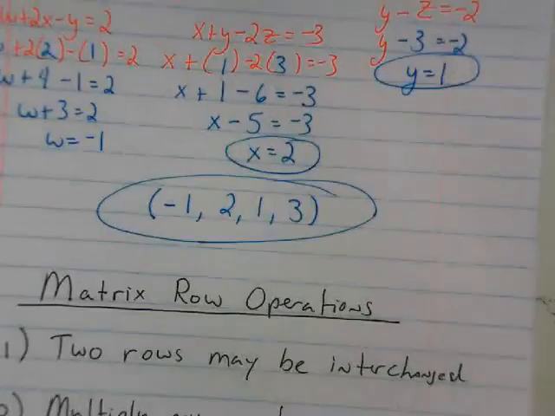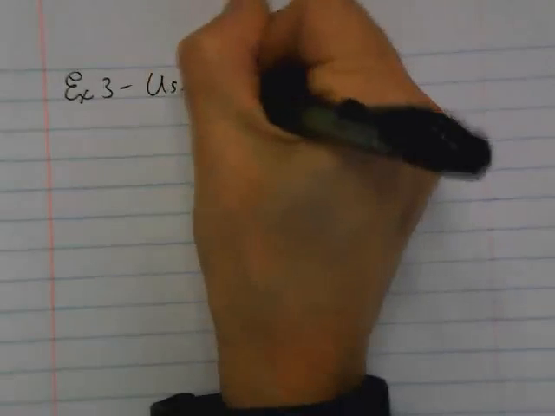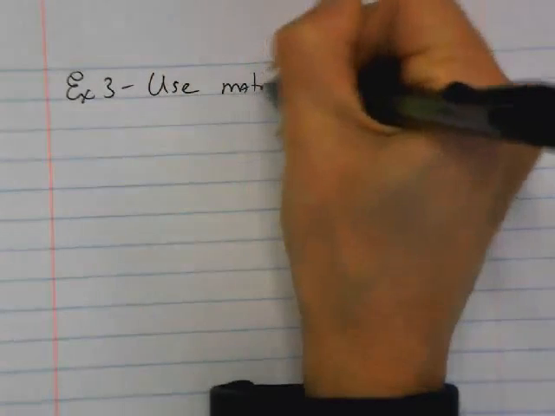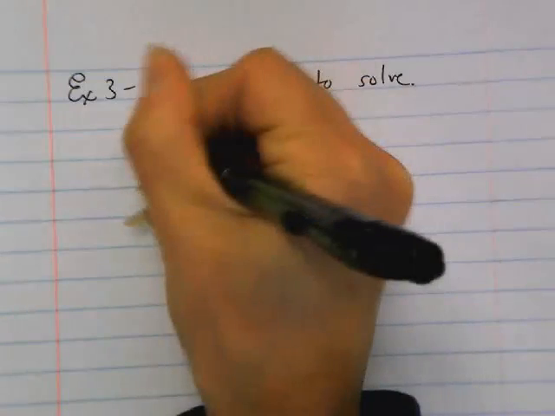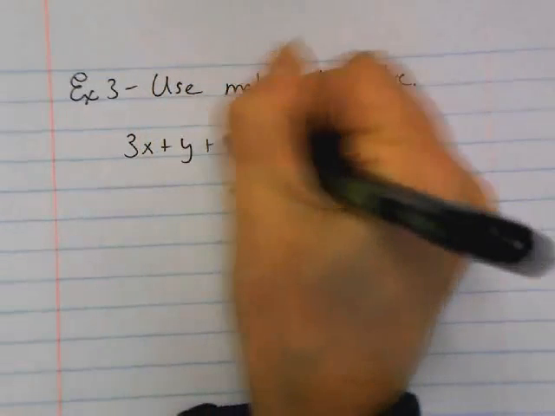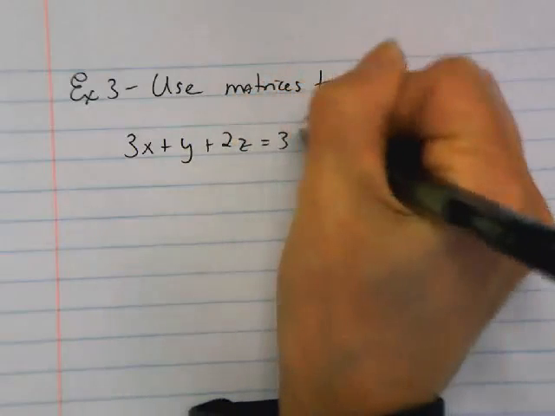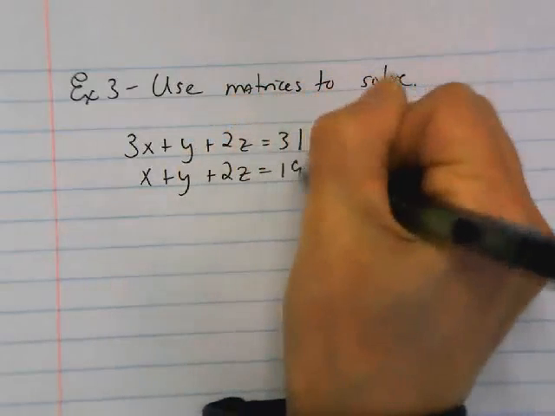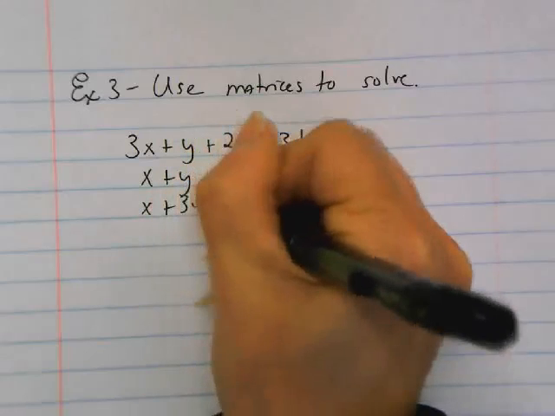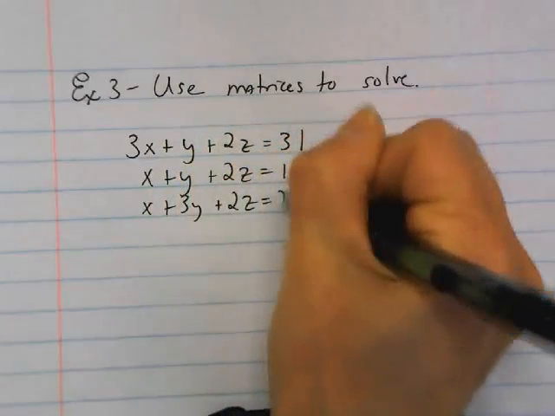Alright, you ready for the fun? Here we go. If you're not at a fresh sheet, get a fresh sheet. Alright, example 3. Use matrices to solve. 3x plus y plus 2z equals 31. x plus y plus 2z equals 19. x plus 3y plus 2z equals 25.